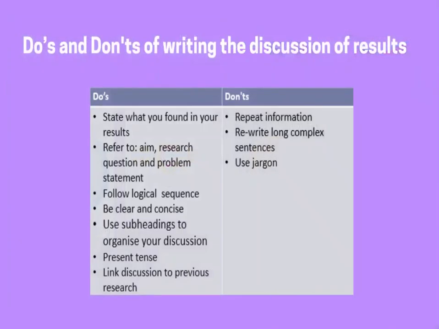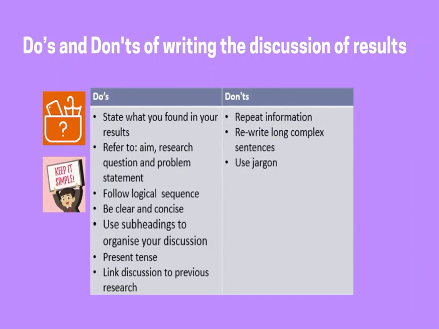Here are some do's and do nots of how to write the discussion of results. Do's. When you write your discussion, briefly state what you found in your results. Refer to your aim, research question, and problem statement. Present your results in a logical sequence. Be clear and concise when interpreting your results. Use subheadings to organize your discussion. Use the present tense for your discussion. When citing other references, use the past tense. Link discussion to previous research and discuss similarities and differences.